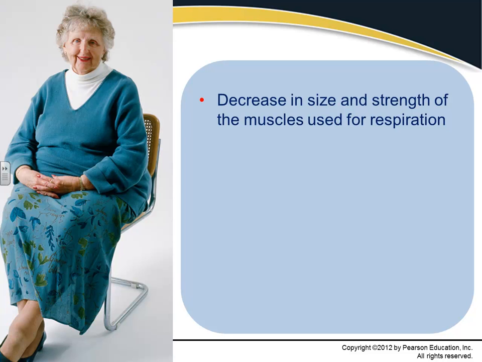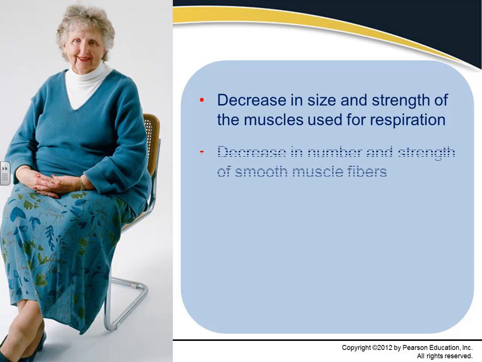Your elderly patients are not able to take those really big breaths anymore. They don't have the muscle strength in between the ribs that they used to have. The lungs are not as functional as they were. They have a loss of the smooth muscle fibers. What specifically are these? Smooth muscle fibers, we're talking about the respiratory.